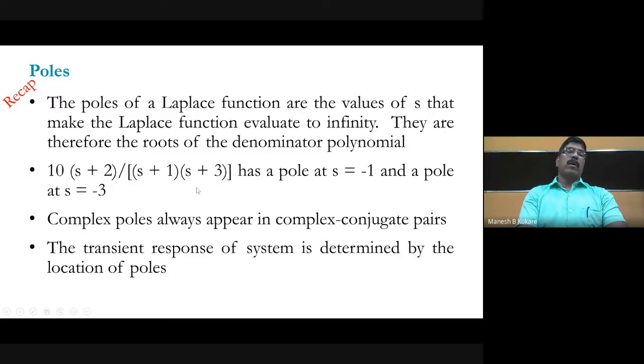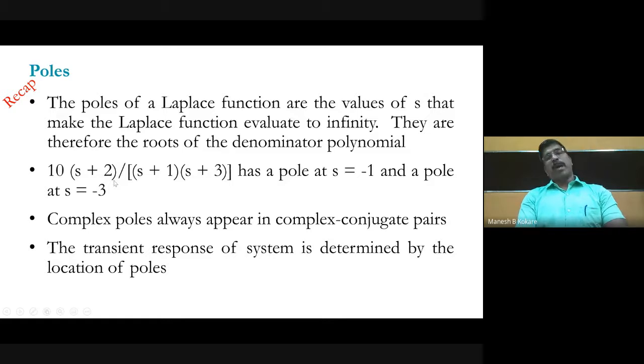Now look at this transfer function: 10 into (s plus 2) divided by (s plus 1) in one bracket and (s plus 3) in another bracket. In the whole transfer function, this 10 is the system gain, the open loop gain, and s plus 2 is the root of the numerator, which is the zero. There are two roots in the denominator, so there are two poles: one located at s equal to -1 and another at s equal to -3. There is one zero located at -2. These are the real poles.